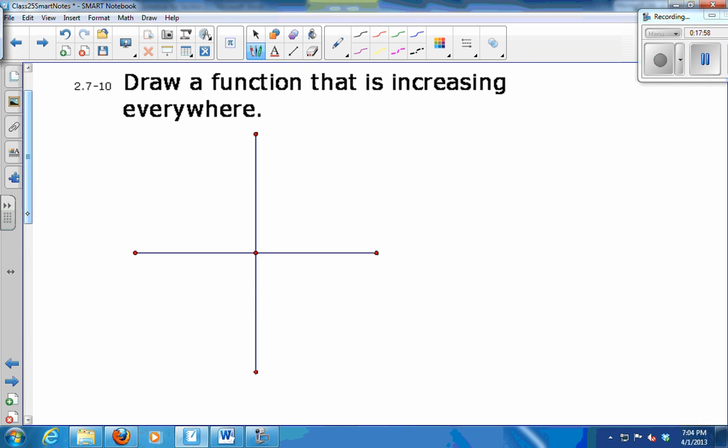So if I was going to draw a function that's everywhere increasing, so meaning when you read it from left to right, it's always going uphill. So it could look like this. No peaks, but it always is going up. Sometimes slow, sometimes fast, but always increasing.